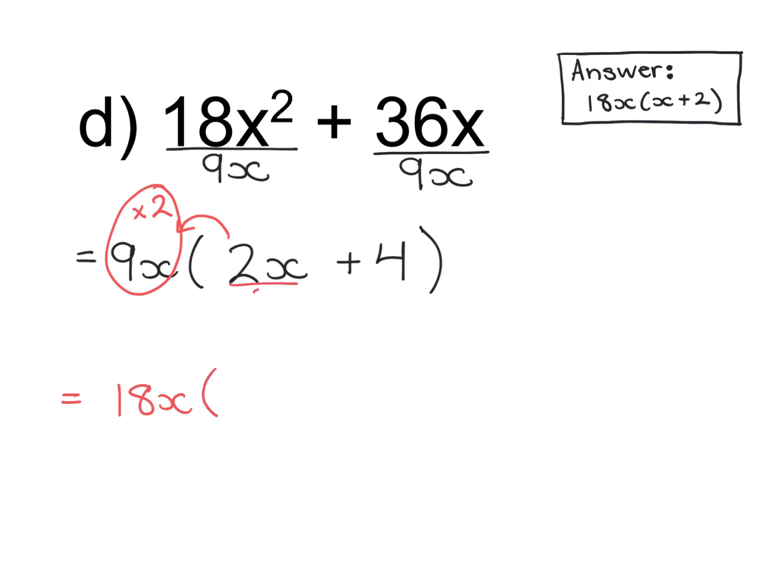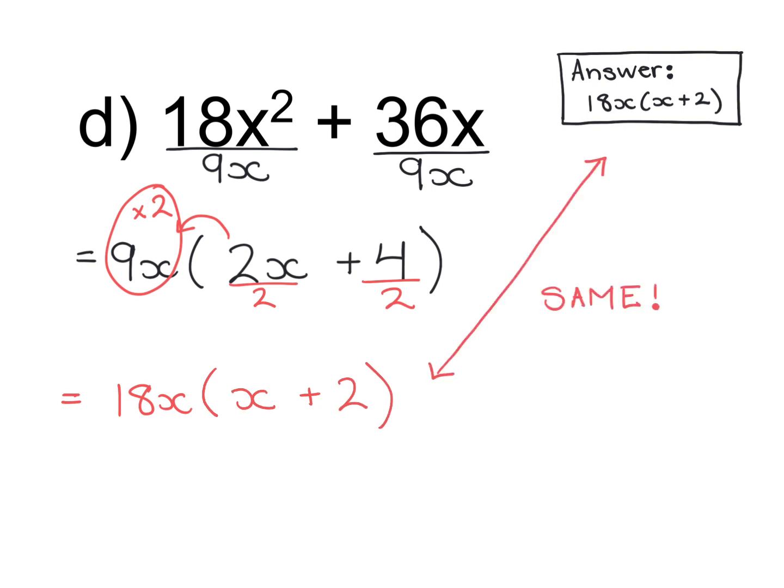And now we're going to divide both of the terms by the greatest common factor, which was 2. So 2x divided by 2 is x, and positive 4 divided by 2 is 2. Now notice we finally have the same answer. So you can still get the same answer by finding a lower number, but you just have to keep factoring it until you cannot factor anymore.